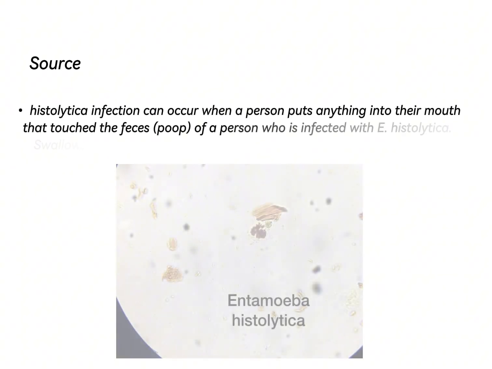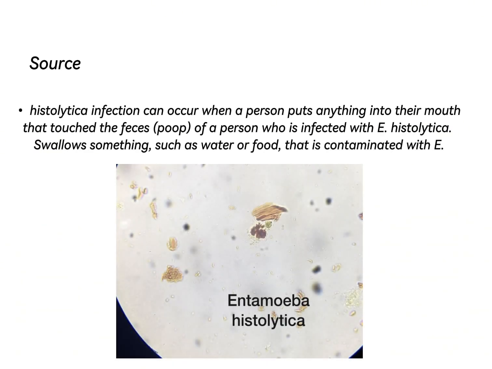So what are the sources of Entamoeba histolytica? Infection can occur when a person puts anything into their mouth that has touched the feces of a person who is infected with E. histolytica, or swallows something such as water or food that is contaminated with Entamoeba.